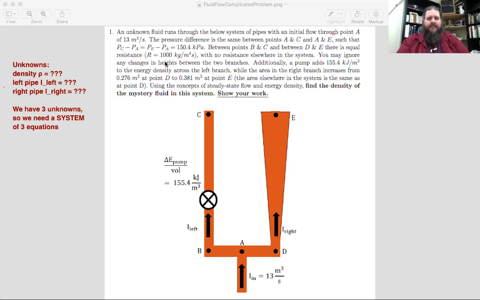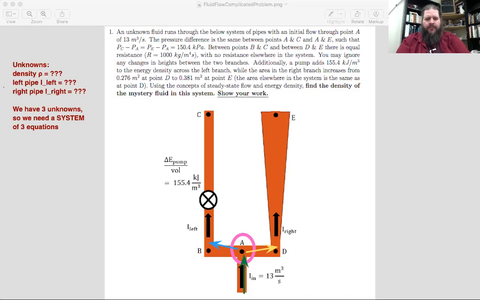We can do the current in equals the left current plus the right pipe current. Yeah, going back to that same junction rule, let's say we apply it to this junction here, point A. The current flowing in is 13 cubic meters per second. And the current flowing out would be the left current and also the right current. So we know that the left current plus right current, that is the total current out, has to equal 13 cubic meters per second, the current flowing in. So let's start with that.